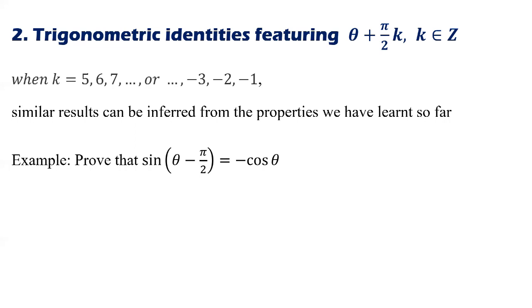Okay, have we finished? Actually, there are two routes you can prove this identity. So first, let's have a look at the first method.